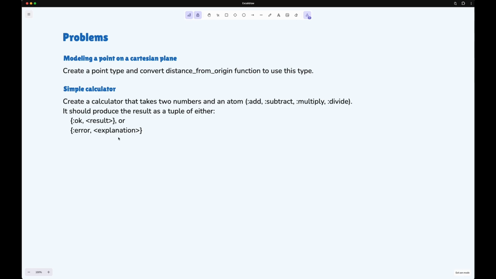The way we are going to handle the error, I think, is going to be divided into two different options. If we are dividing by 0, then it should produce an error with a message saying cannot divide by 0. But in all other cases, we are going to produce an error tuple with a message saying invalid operation. So at this point, again, I would encourage you to pause the video and try this for yourself. And then we can come back and look at the implementation together.